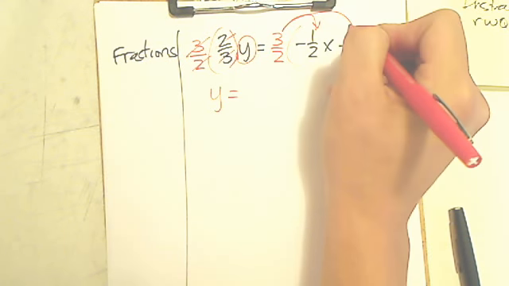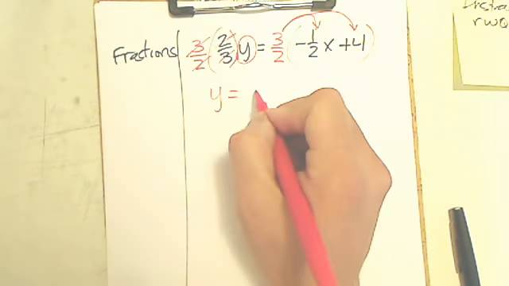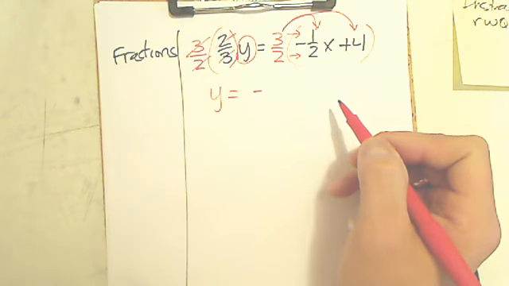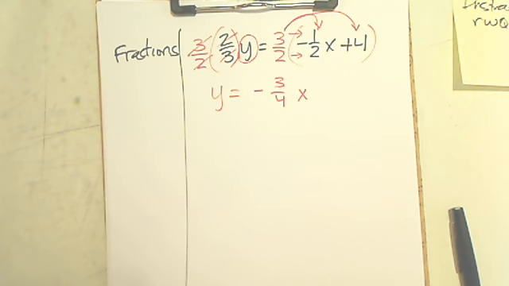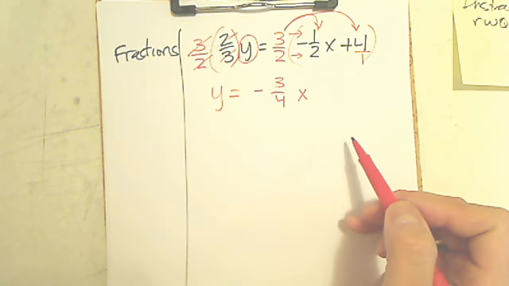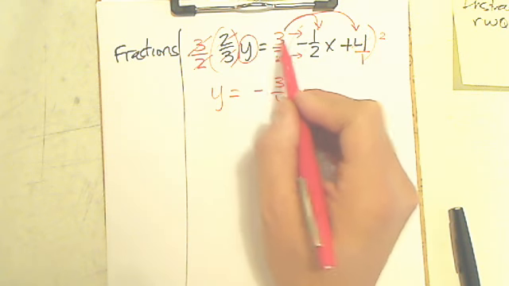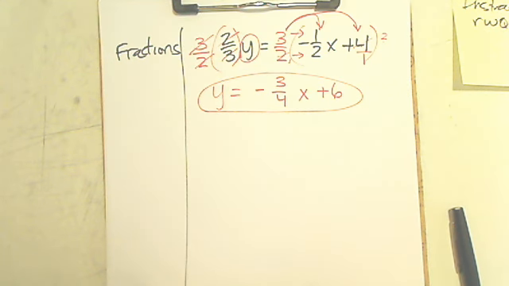Distribution, distribution, distribution. What's 3/2 times negative 1/2? You can kind of do this in your head. Negative. Multiply across. Negative 3/4 x. Questions on how I got negative 3/4? One more time. 3/2 times 4 over 1. That becomes 2. That becomes 1. 3 times 2. 6. There's my equation. That should be something that you should already be familiar with.